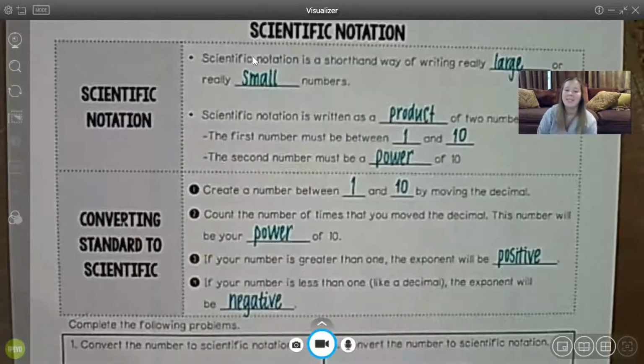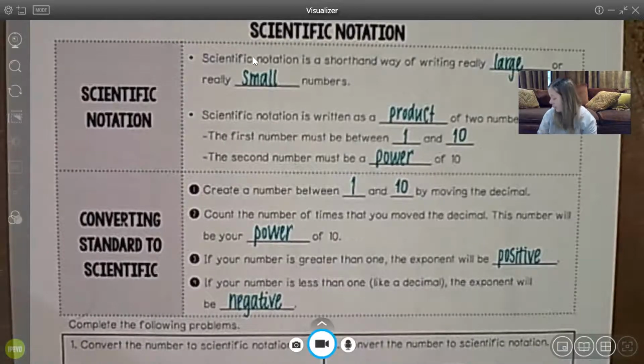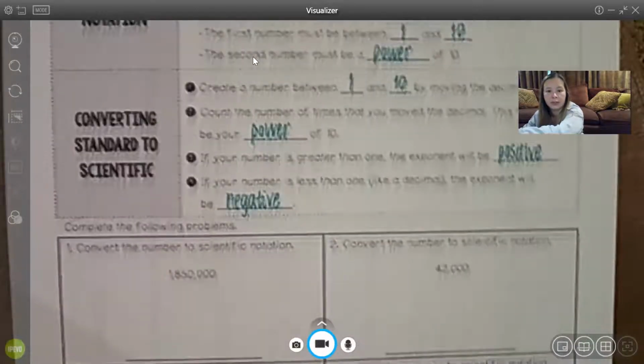Any number that's a decimal will be a negative exponent. Okay? You can do scientific notation with any number. So we're going to do 2 examples, and then I'm going to get you guys started on your homework. Exponents that are positive are when we're talking about big numbers. So let's look at numbers 1 and 2.